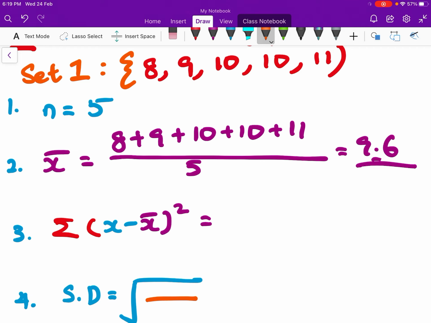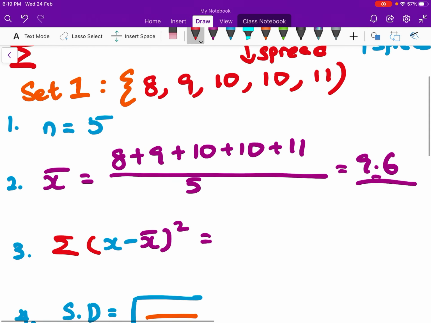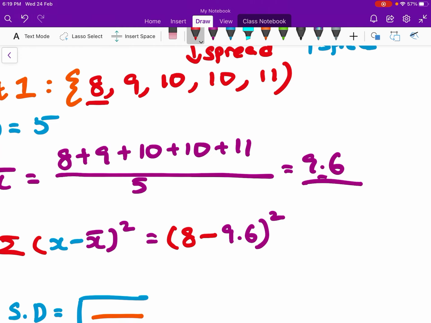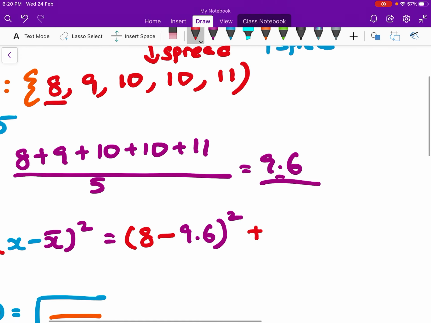So first of all, x. My first number is 8. I use 8 minus my average, then we square. Haven't done yet, right? We need to use every number in the data. Second number will be 9. 9 minus 9.6, then we square.